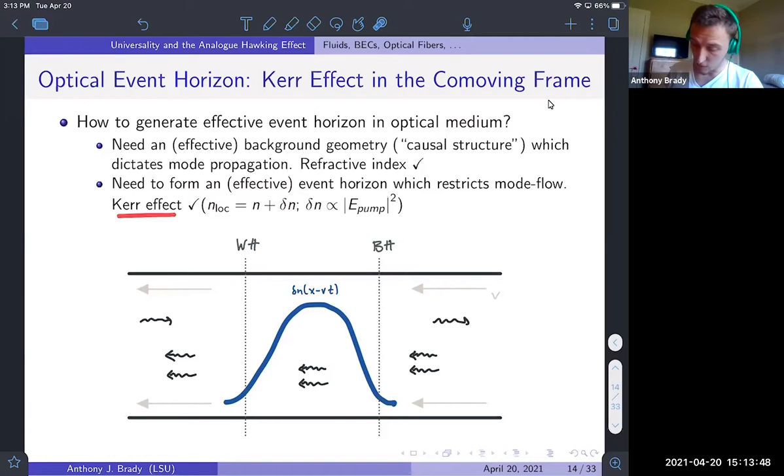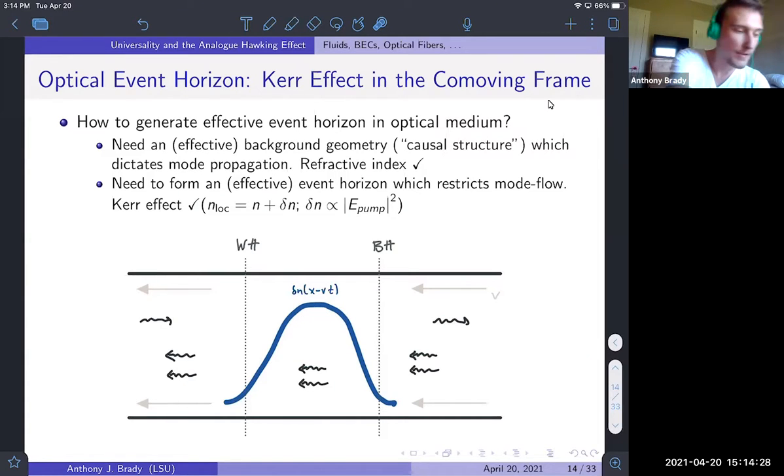And we can do this via the so-called Kerr effect. What the Kerr effect is, it's effectively a perturbation to the index of refraction, where this perturbation is dependent on the intensity of a pulse, a very strong pump in the medium. So what I've drawn here is a traveling perturbation, a pump. And so we go to the co-moving frame that defines your effective background flow. Very far away from the pump, you can have flow of modes downstream and upstream. However, as you approach the pump, there's this region where only downstream propagation is permitted.